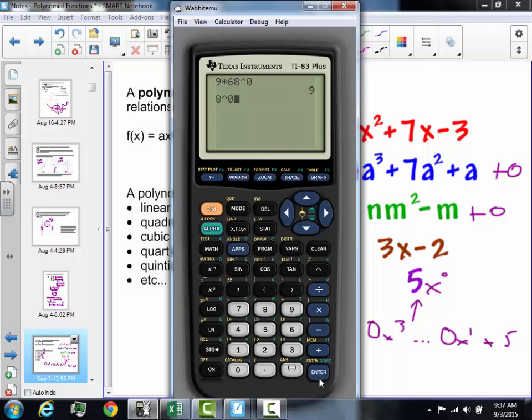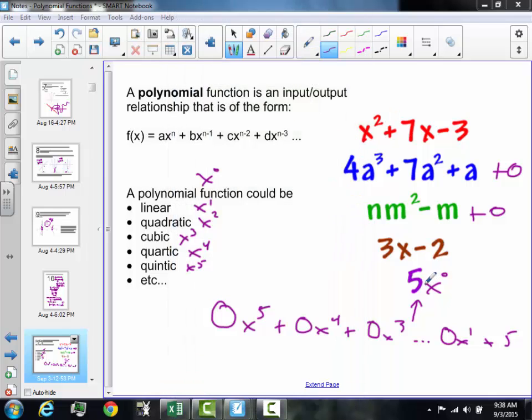8 to the 0 is 1. 89 to the 0 is 1. So if you guys don't remember that rule, that's hopefully one you can now remember going forward. This is really 5 times x to the 0, so it's really 5 times 1. So anything that's just literally a coefficient actually has an x value. But that x value is x to the 0.